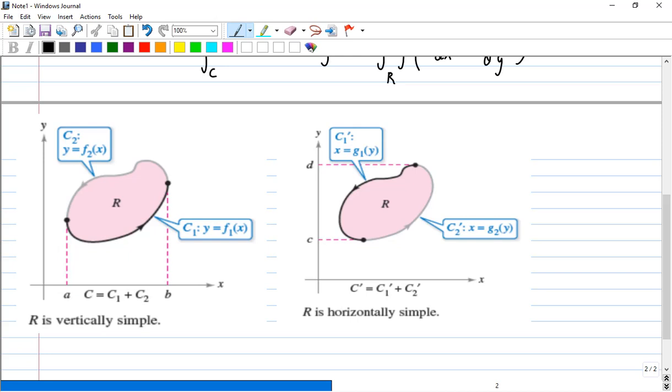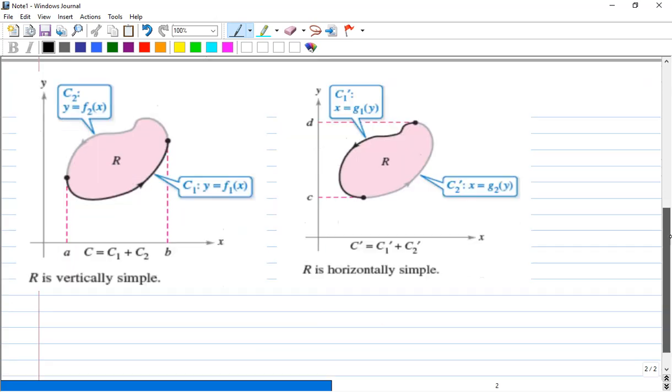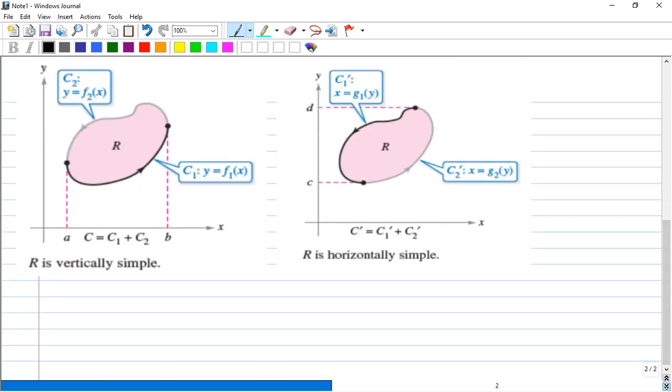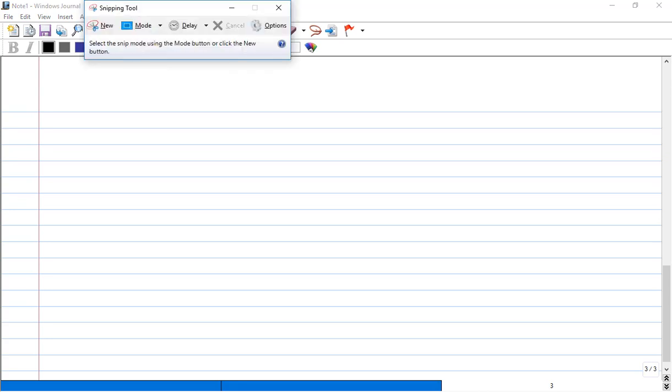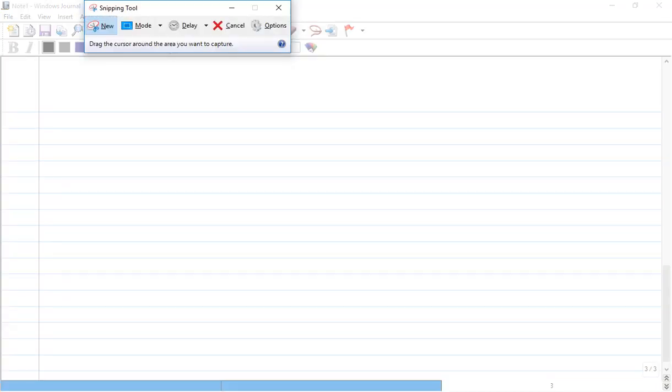All right, so let's see how we can use Green's theorem to evaluate a line integral. So write down this line integral.